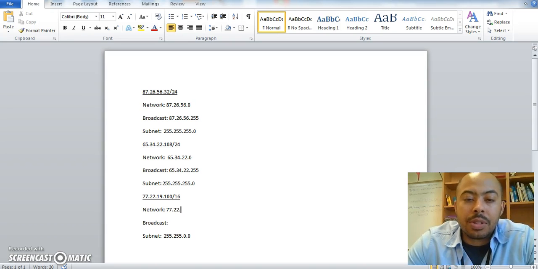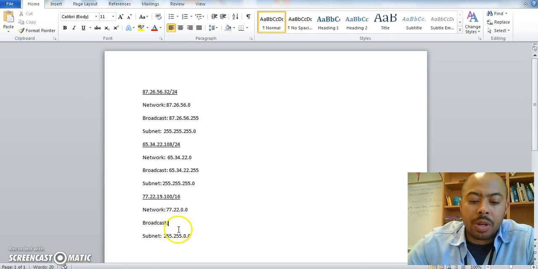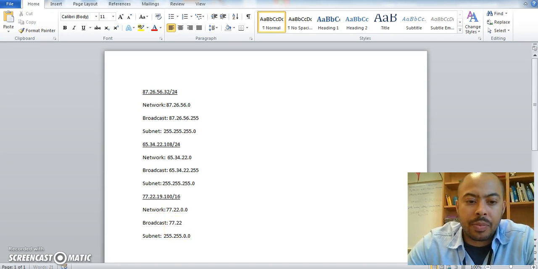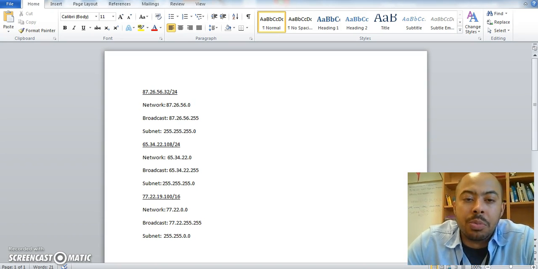Alright, so in this case, the first available address starts here. It's going to be 0.0 with a broadcast of 255.255, which is going to be the last available address in that network with that subnet.